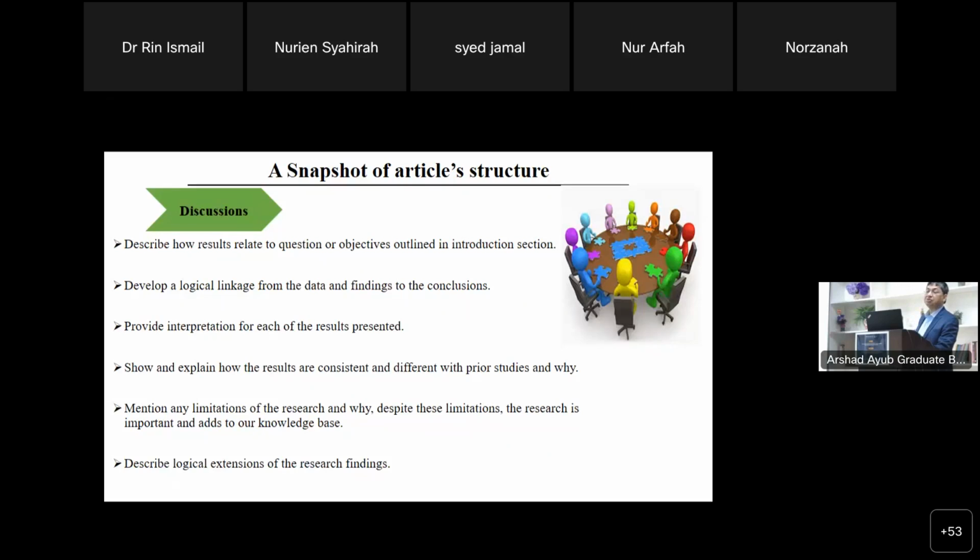So describe how results relate to questions or objectives outlined in the introduction section. Develop logical linkage from the data and findings to the conclusion. Provide interpretation for each of the results presented. Show and explain how the results are consistent and different with prior studies and why. Mention any limitations of the research and why, despite the limitation, the research is important and adds to our knowledge base. And describe logical extension of the research findings.